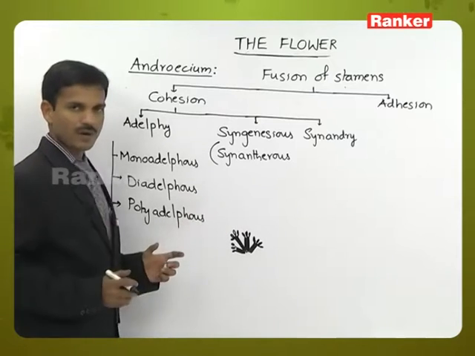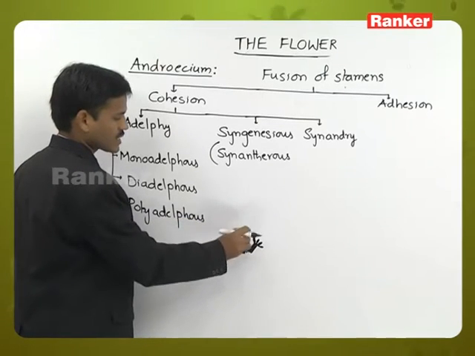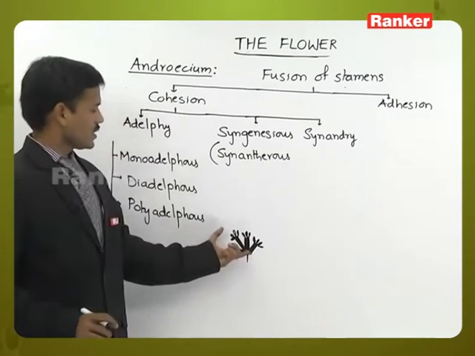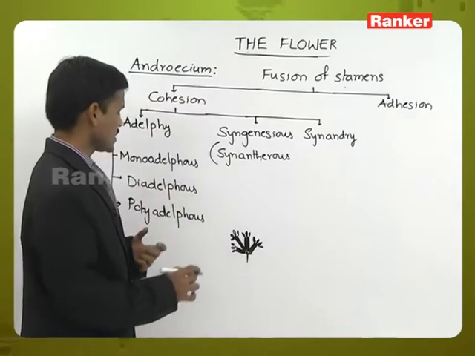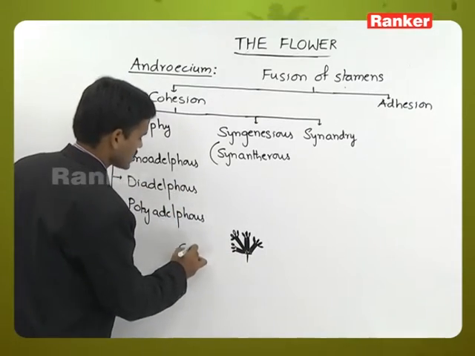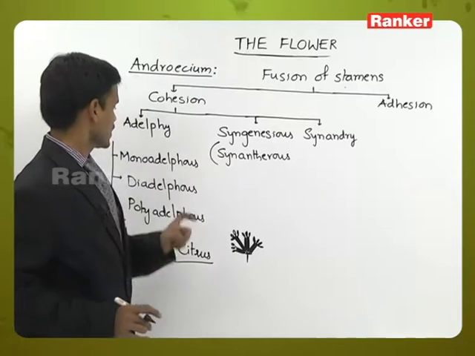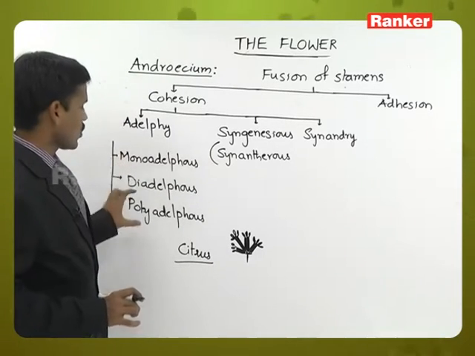A number of bundles are formed after the fusion of filaments. Here a number of bundles are formed. So this type of fusion or cohesion is called polyadelphous condition. Polyadelphous condition is observed in the citrus plant, citrus flowers. So totally Adelphi is monodelphous, diadelphous, polyadelphous.